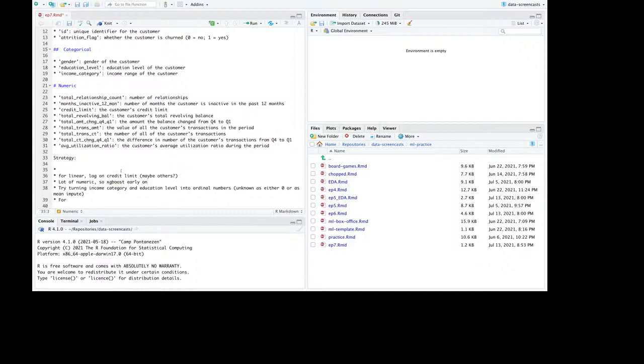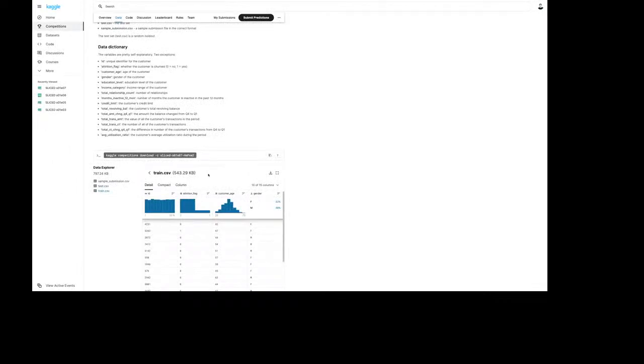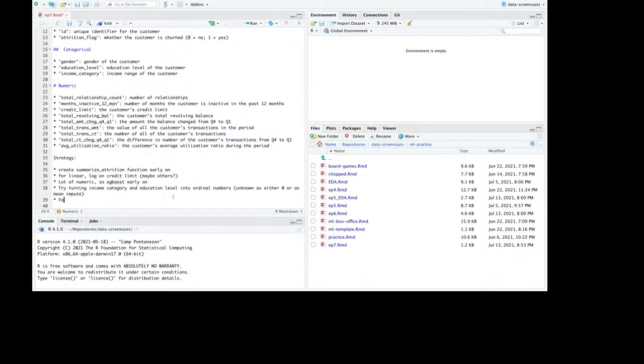One thing I'm going to note is to create a summarize attrition function early on. That's what I really like to do: create a verb that says group by this and summarize, and that'll let me analyze things by bucketed customer age, by gender. So let's actually note up some EDA.